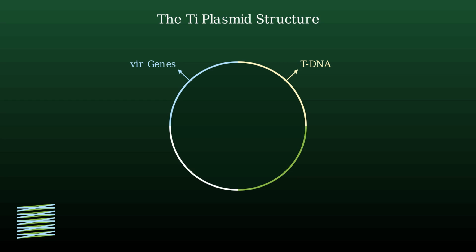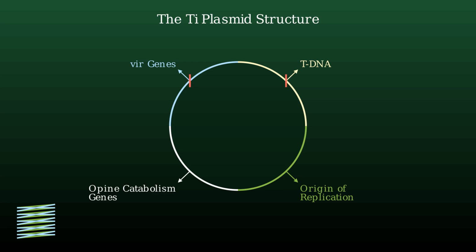The virulence genes, or vir genes, encode proteins that recognize plant signals and facilitate the transfer of tDNA into plant cells. The opine catabolism genes allow Agrobacterium to metabolize opines produced by the transformed plant cells, providing a selective advantage. The origin of replication ensures that the plasmid can replicate independently within the bacterial cell.